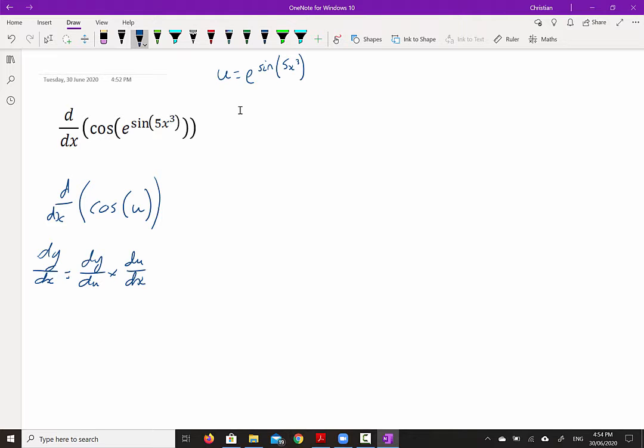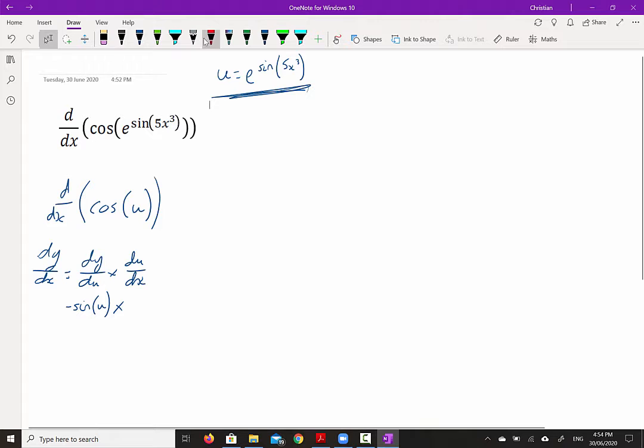The derivative of cos is a negative sine, so we can say that dy/du is equal to negative sine u. Now, the problem is this du/dx because we have to differentiate u, but we know that u is this intense, complicated term that realistically we need to use the chain rule to differentiate. So what we're going to do is we're going to break it apart yet again.